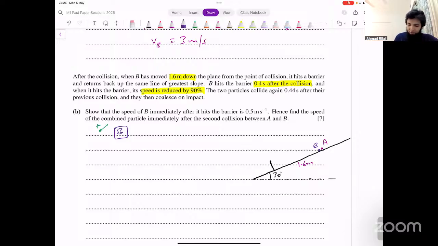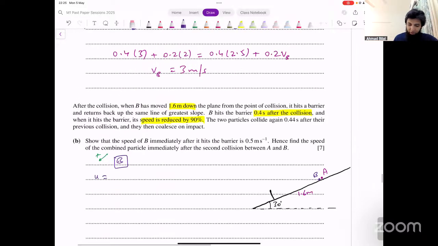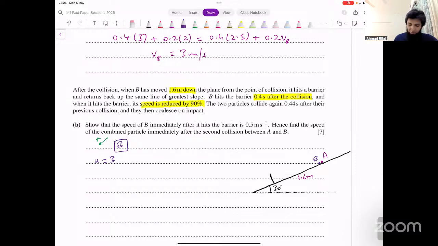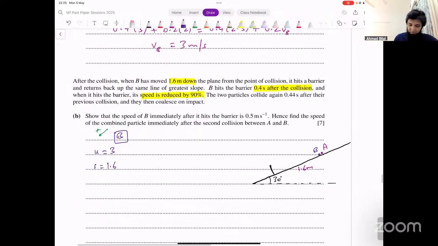We know the initial velocity for B is 3 meters per second. That's one thing that we know. We know the displacement. Displacement is 1.6. What else? They've given us the time: it hits the barrier 0.4 seconds after the collision. So it takes 0.4 seconds. Can we find the speed of B when it hits that barrier? Final velocity, let's find that.